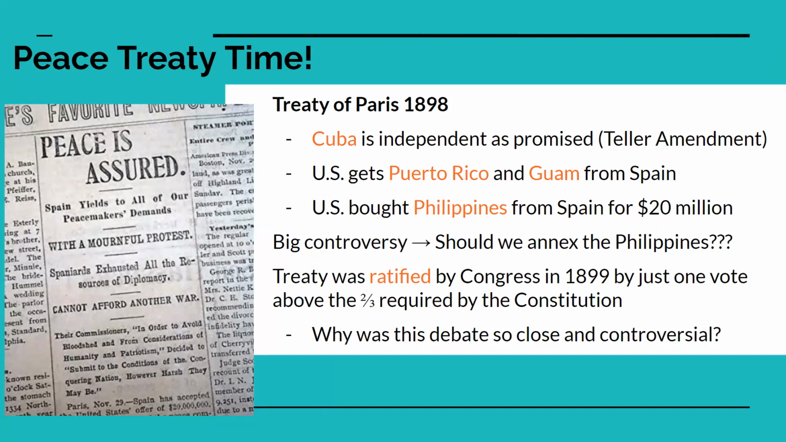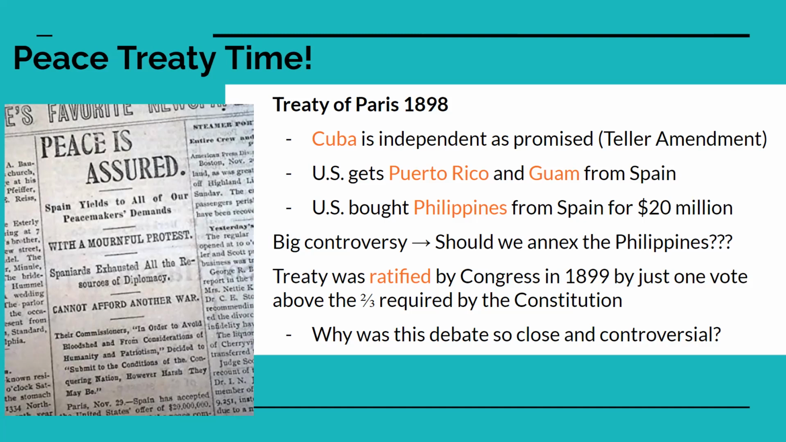But regardless, in this treaty, we do uphold the Teller Amendment. Cuba is independent as promised. We also get Puerto Rico and Guam from Spain. The US will buy the Philippines for $20 million. That also just helps us, because it's the most prominent and important one to them. It helps us secure our claim over it a little bit more. But that's the problem with the Philippines. The biggest controversy is that the treaty does propose the annexation of the Philippines.